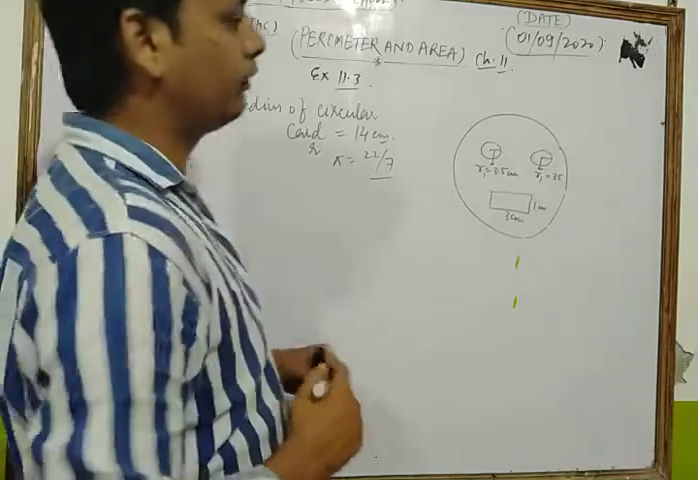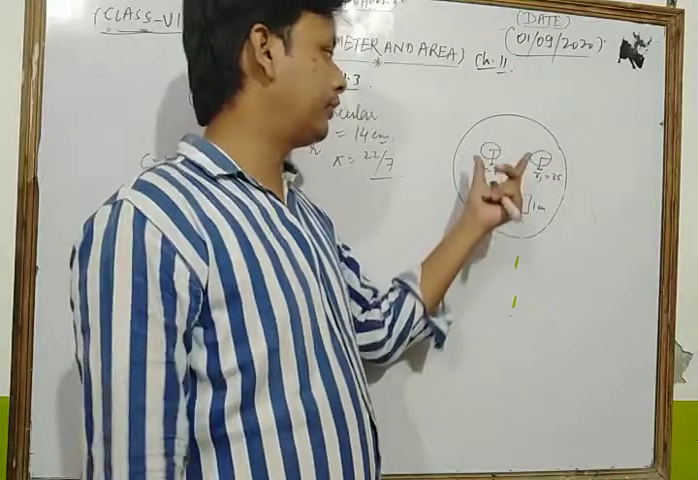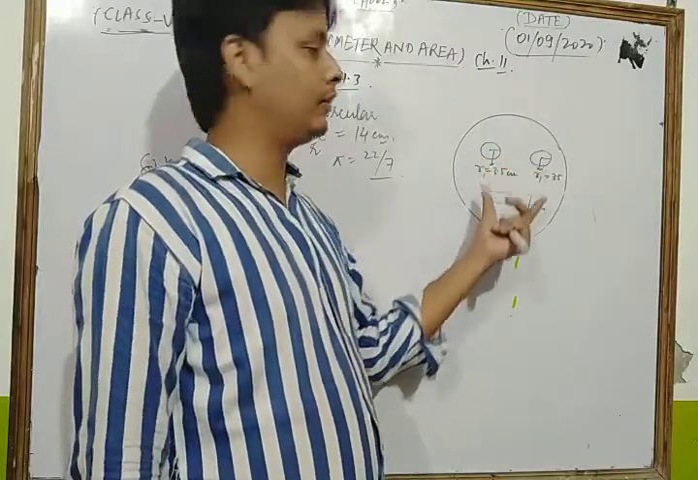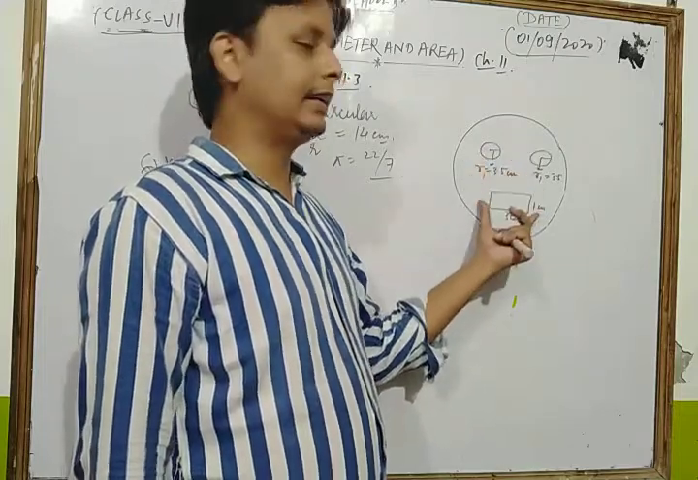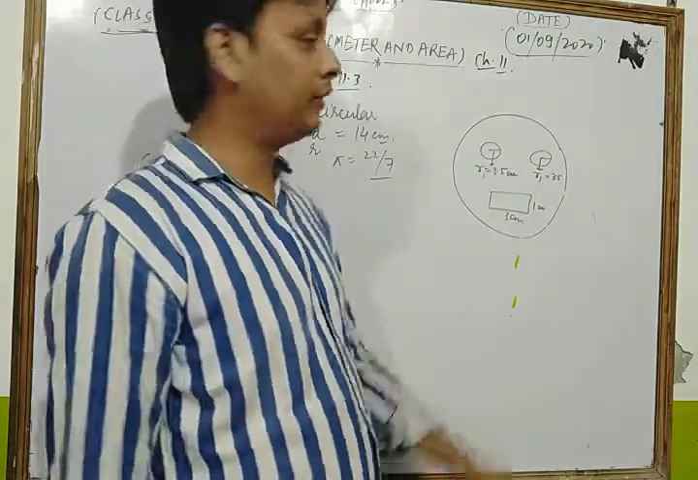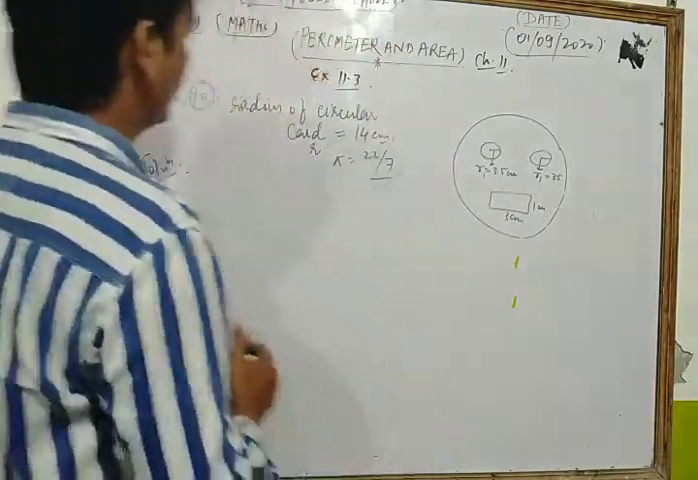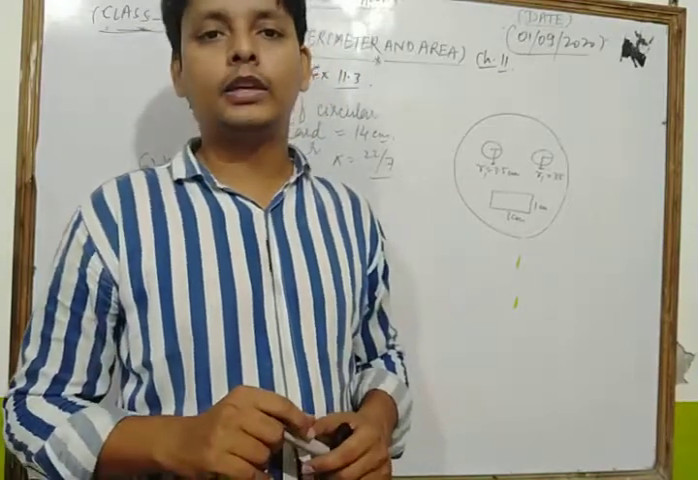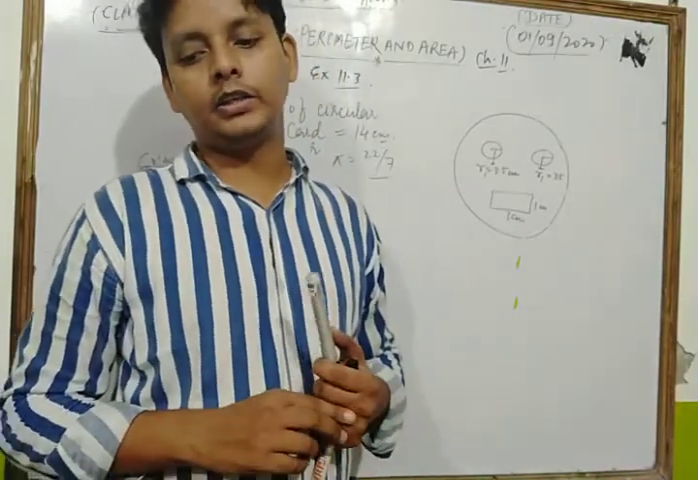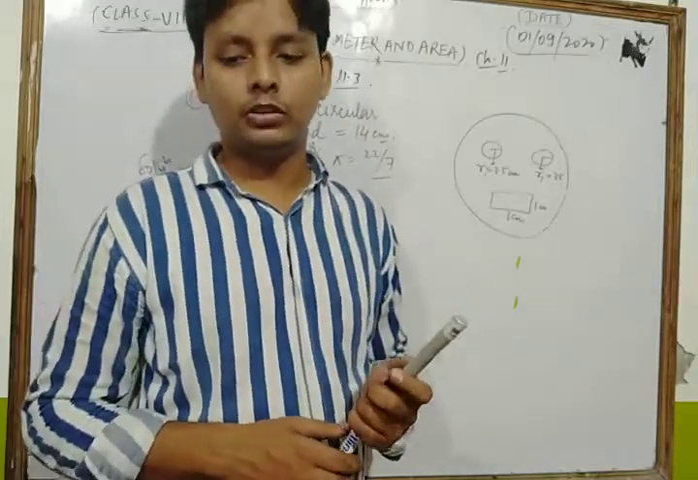Dear students, first of all we find the area of the whole circular card. After that we find the area of the two small circles and the area of the rectangle. Then we add those areas, and after that we subtract them from the whole. Then we find the area of the remaining portion. Your question is: two circles of radius 3.5 centimeter and a rectangle of length 3 centimeter and width 1 centimeter are removed, find the area of the remaining sheet. So let's see.